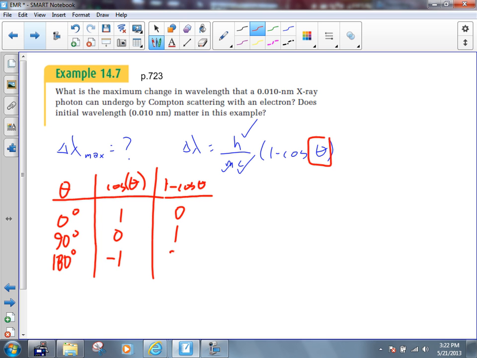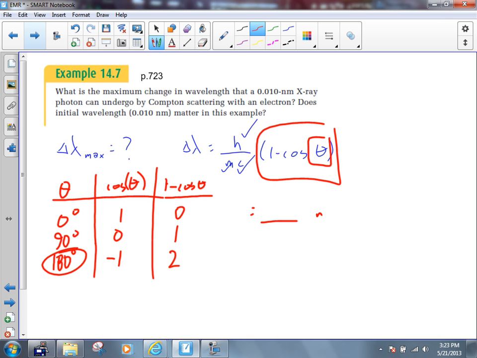This is the angle that maximizes the value of delta lambda. Do you see why? That's the value that gives us 1 minus cos theta equal to 2, and that's the biggest possible number that we can get inside those brackets. We get that from having an angle of 180. So the equation becomes h over mc, the same values as they always are, times 1 minus cosine 180, or 1 minus negative 1. Basically, it becomes twice the value of h over mc. Get it? Okay, you can plug those numbers into your calculator and get a number for it.